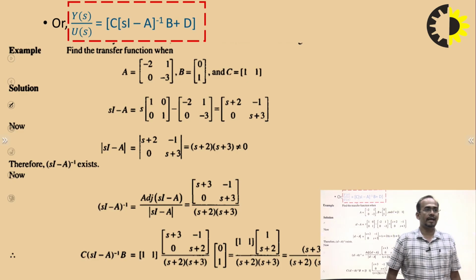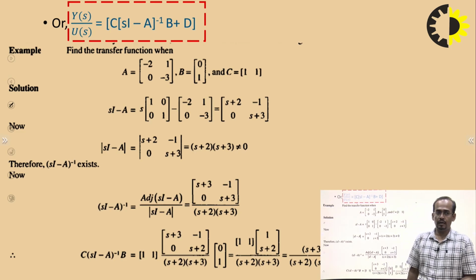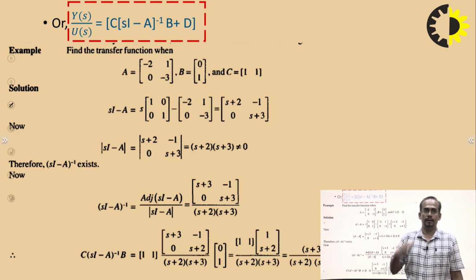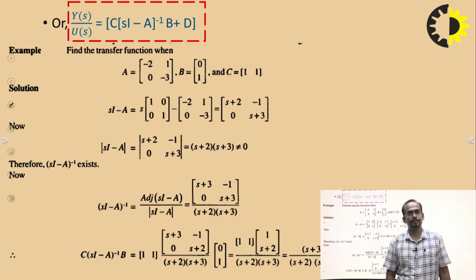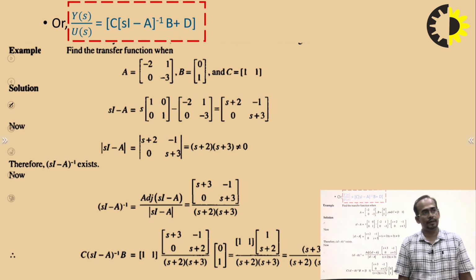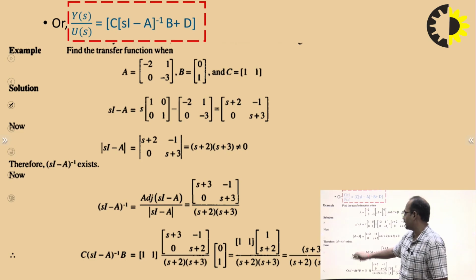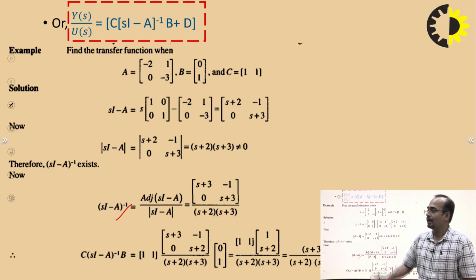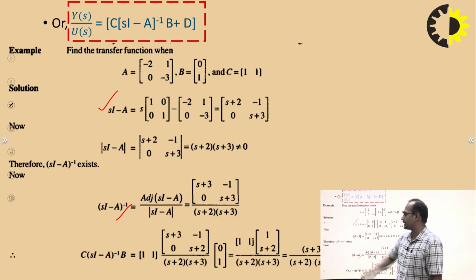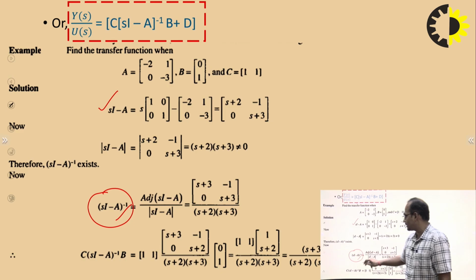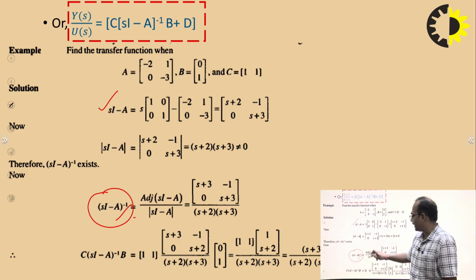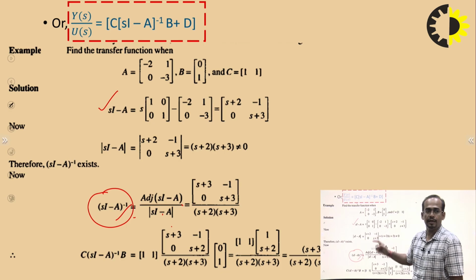Now I am going to take an example for finding the transfer function. Here the matrices are given. The values of A, B and C are given to you, and you have to find the value of the transfer function. For finding the transfer function, first of all, I will find the value of (sI minus A) inverse. For that, you first have to find sI minus A, and after that you can find (sI minus A) inverse. (sI minus A) inverse is nothing but adjoint of (sI minus A) upon mod of (sI minus A).